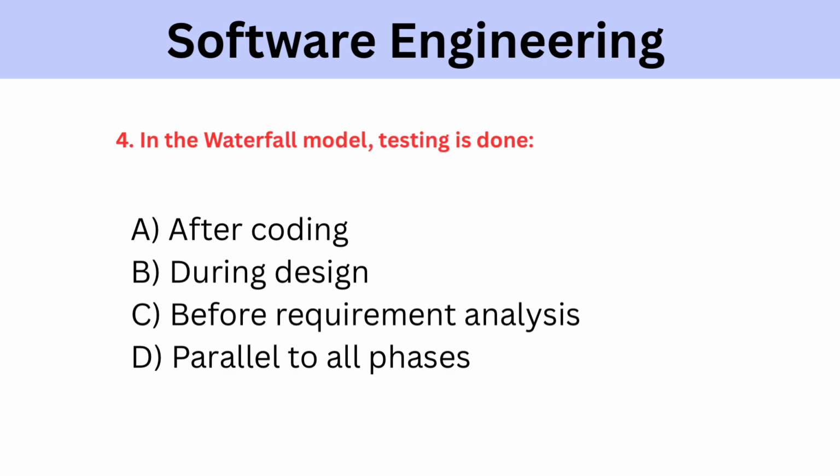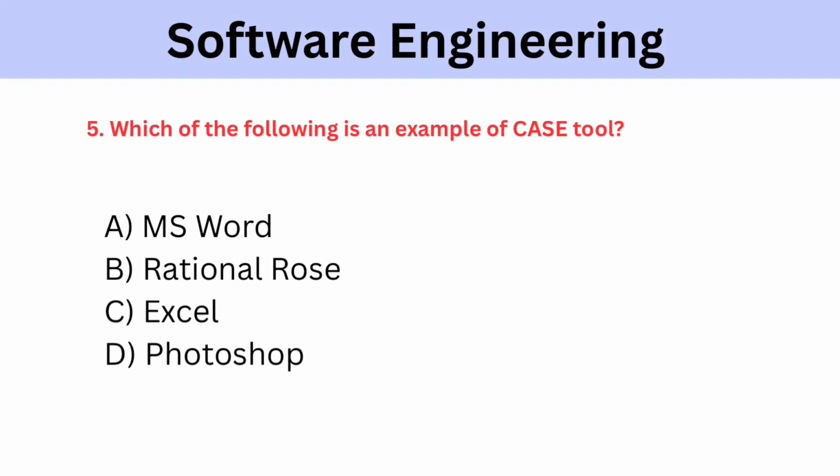A. After coding. B. During design. C. Before requirement analysis. D. Parallel to all phases. The correct answer is option A. After coding. Which of the following is an example of a CASE tool? A. MS Word. B. Rational Rose. C. Excel. D. Photoshop. The correct answer is option B.